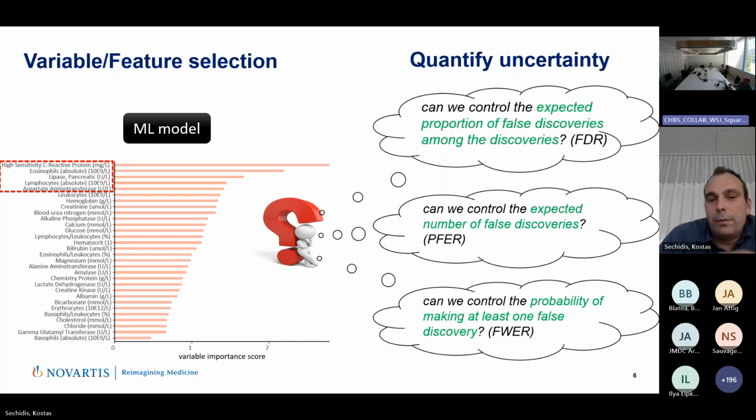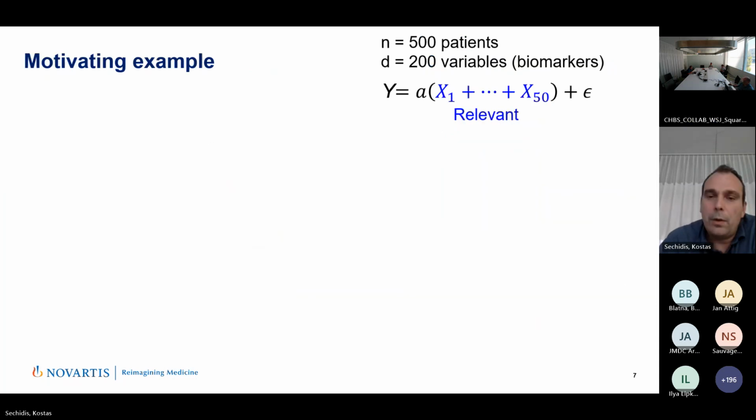So the main message of this work is how we can act on top of the importance scores that the machine learning model returns and control some measure that we have in the right. Now I will keep motivating the work a bit with some simulations.